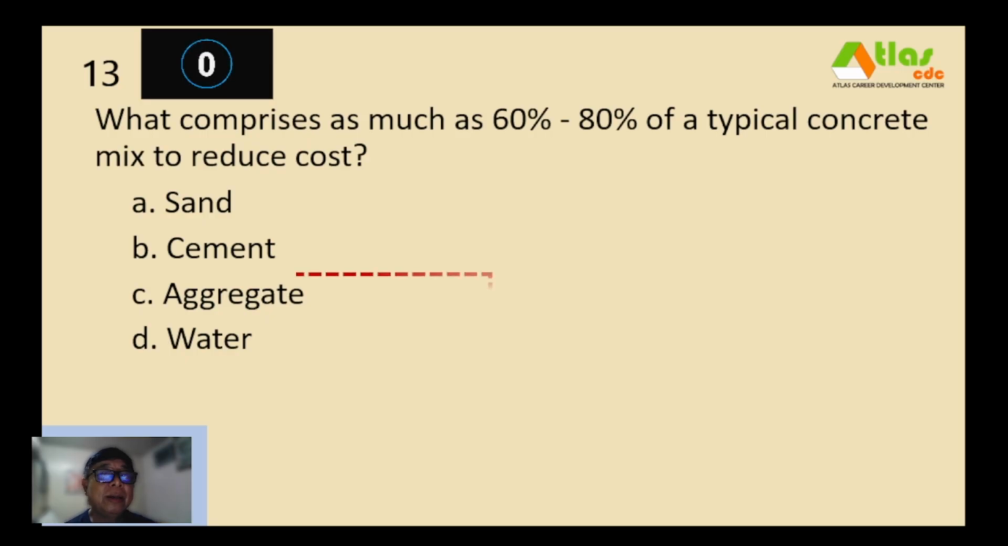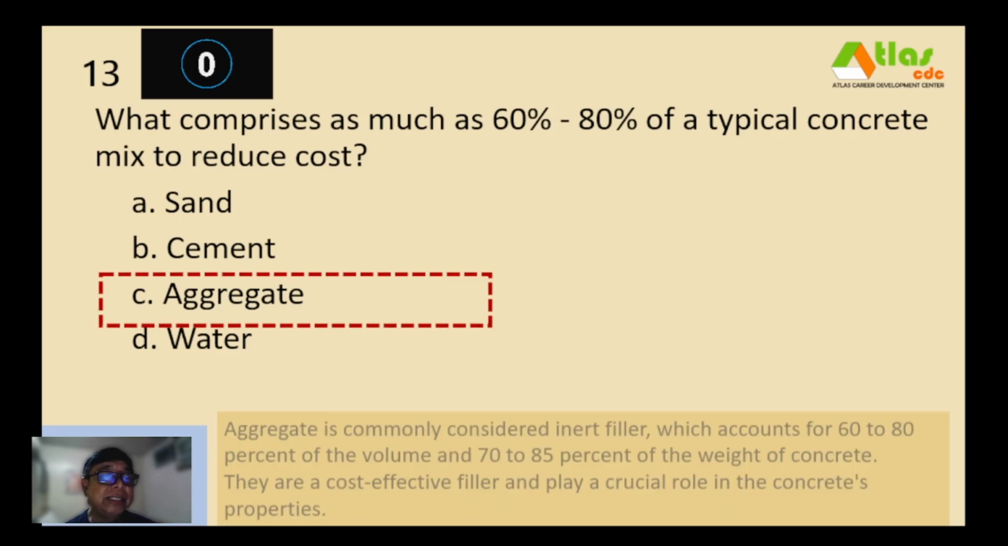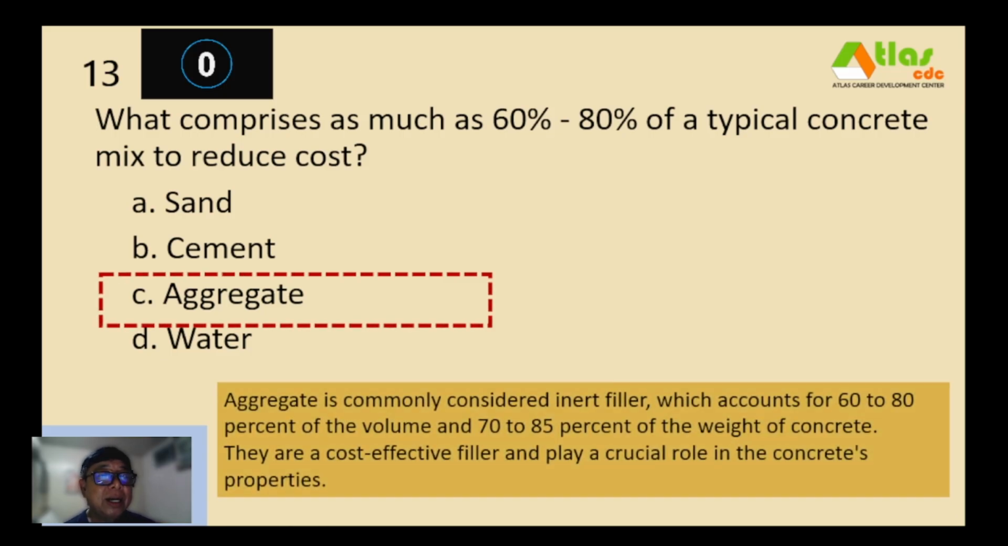And our correct answer is letter C, aggregate. So aggregate is commonly considered inert filler, which accounts for 60 to 80% of the volume and 70 to 85% of the weight of concrete. They are a cost-effective filler and play a crucial role in the concrete's properties.